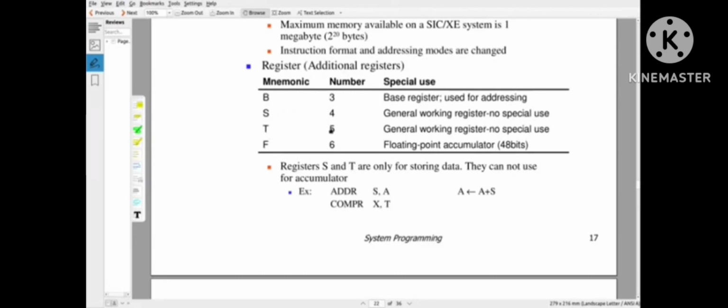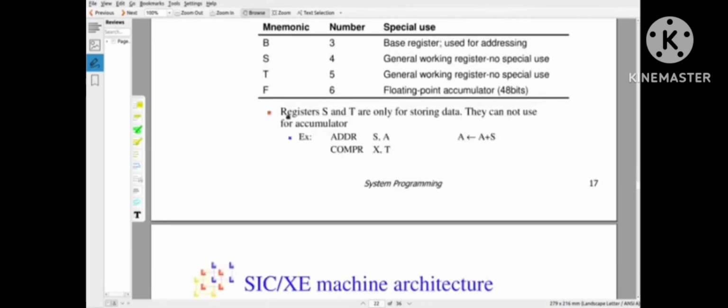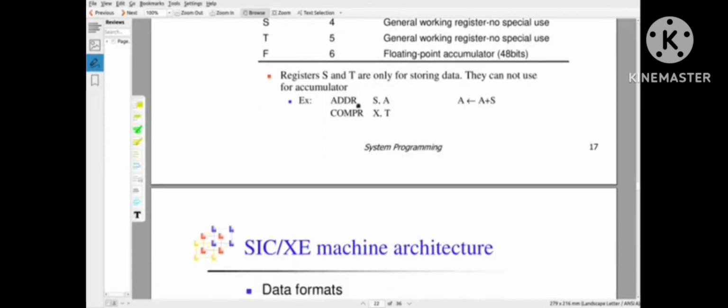Its number is 5. F is a floating point accumulator. It's a 48-bit register and its number is 6. Here you can see that the registers S and T are only for storing data. So one example: ADDR S, A.